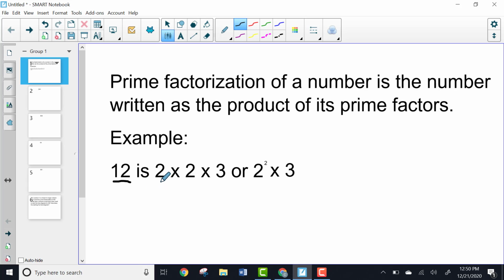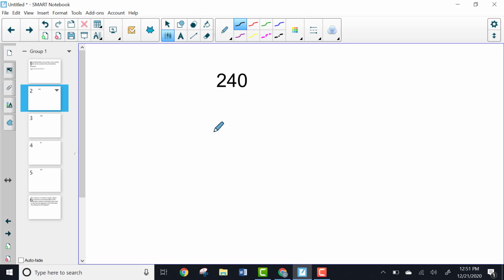Okay, so we can see here 12. Prime factorization can be written as 2 times 2 times 3. You multiply all these prime numbers together and that'll give you 12. Another way you can write that is 2 to the power of 2 times 3. So let's take a look at how to get to the prime numbers of a certain number. And we're going to take a look at using factor trees to do this.